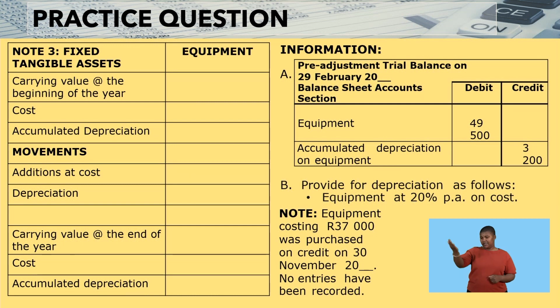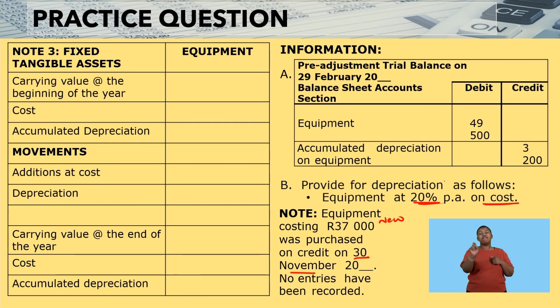The information, we're given the amount from the pre-adjustment trial balance and then provide for depreciation at 20% per annum on cost. Equipment costing 37,000 was purchased, so we have new equipment here now. On credit on 30 November, very important to note, 30 November, no entries have been recorded.